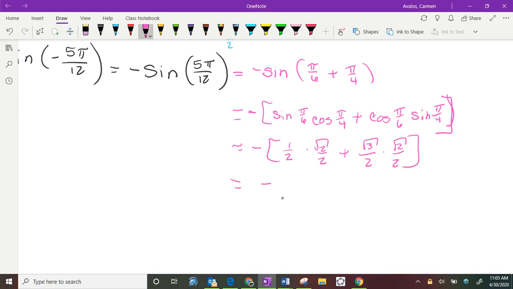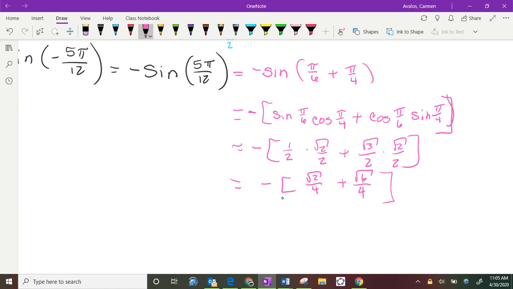And that gives us negative square root of 2 over 4 plus square root of 6 over 4. Now, with these radicals, you could multiply them as long as they have the same index. They're both square roots, not like the cube root and the square root. You can multiply the inside, but when you're adding them, you cannot do that. You cannot put these two together. Even though they have a common denominator, you can only multiply on that.